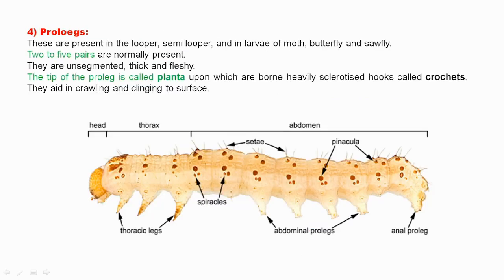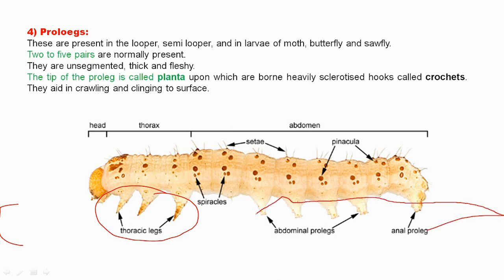Next, proleg. See, this is the caterpillar. This caterpillar consists of three pairs of thoracic legs, and these legs are known as true legs. And it consists of a varying number, that is 2 to 5 pairs, of prolegs.